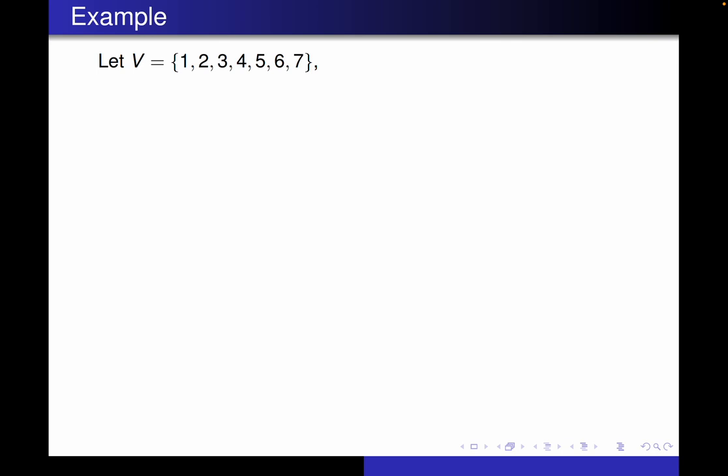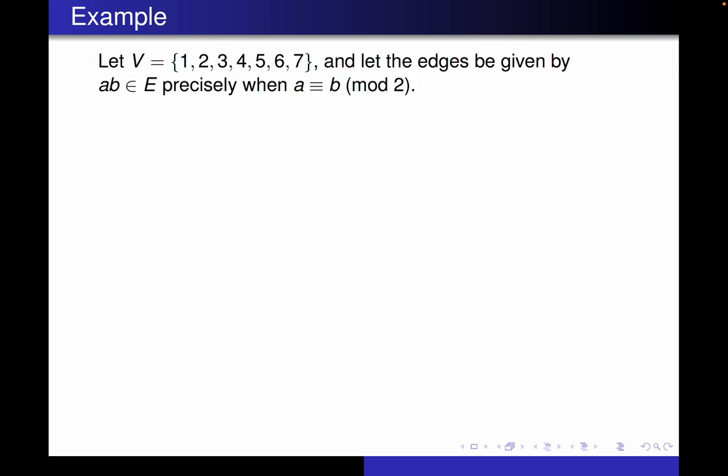So let's say we have a vertex set 1, 2, 3, 4, 5, 6, and 7. And we're going to define the edges this time, not by a list, but by a rule. So we're going to say the edge AB is an edge precisely when A is congruent to B mod 2. So now when I say AB is an edge, that means A is a vertex and B is a vertex, and A and B are connected by an edge, right? And so we're saying the two vertices, which are numbers, are congruent mod 2. That's the only way you can have an edge.